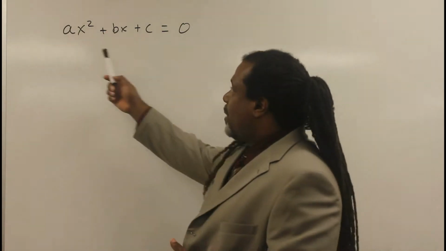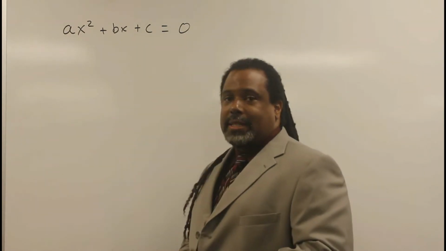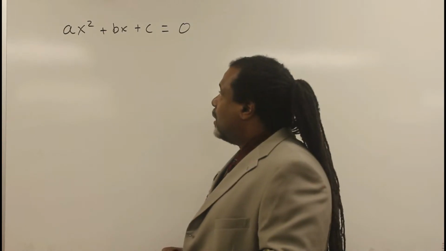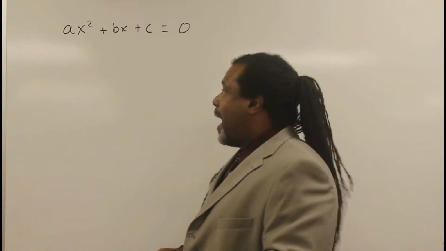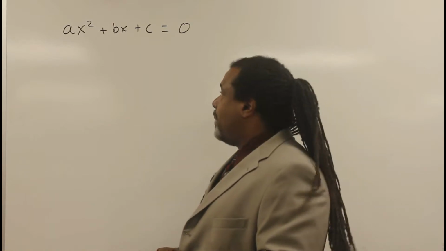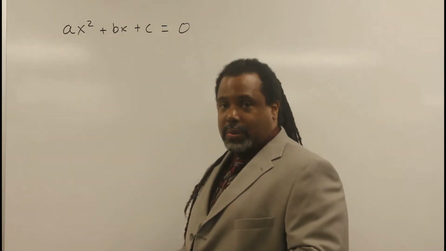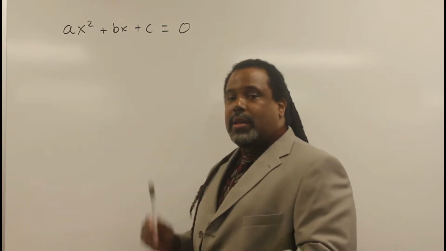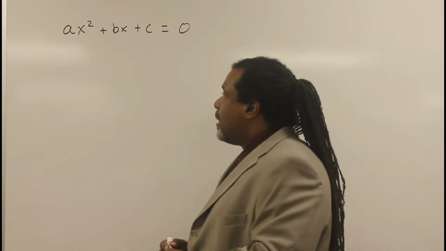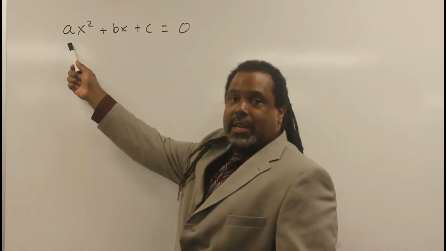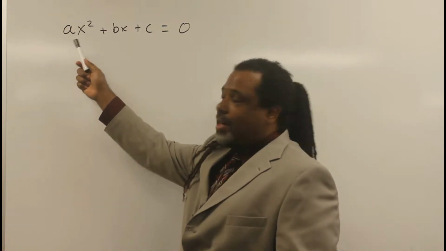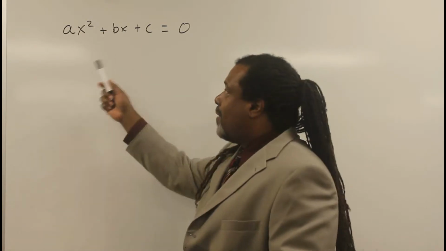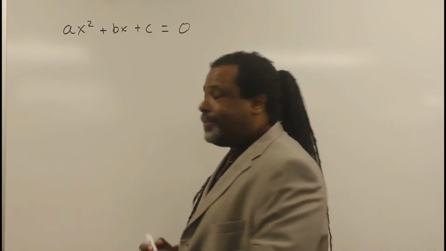So we're going to start out here with what's known as the general form, standard form of the general quadratic equation. We have ax squared plus bx plus c equals 0. Okay, so in order to complete the square, the first requirement is that we have a coefficient of 1 for the x squared term. That's not the case here. We have a coefficient of a. So what we need to do is divide every term by a.